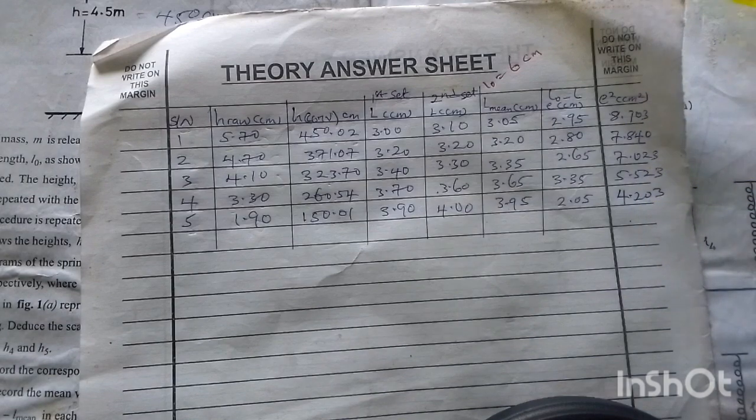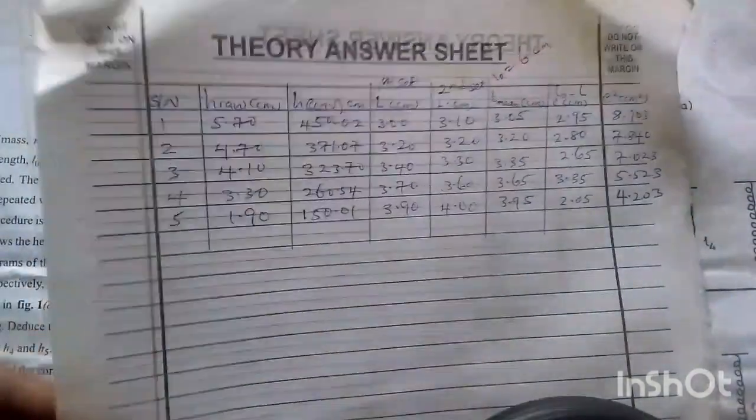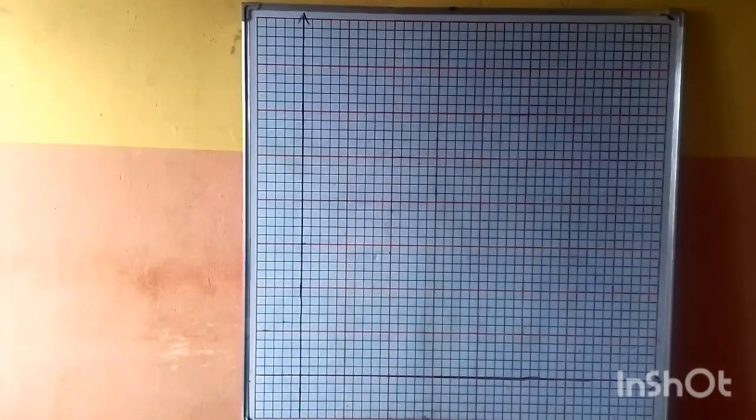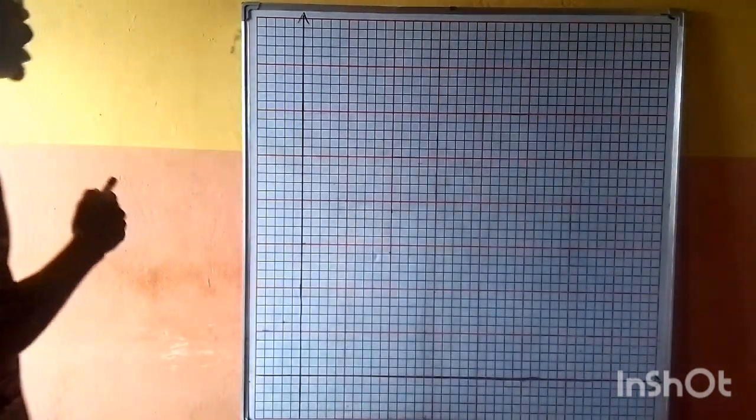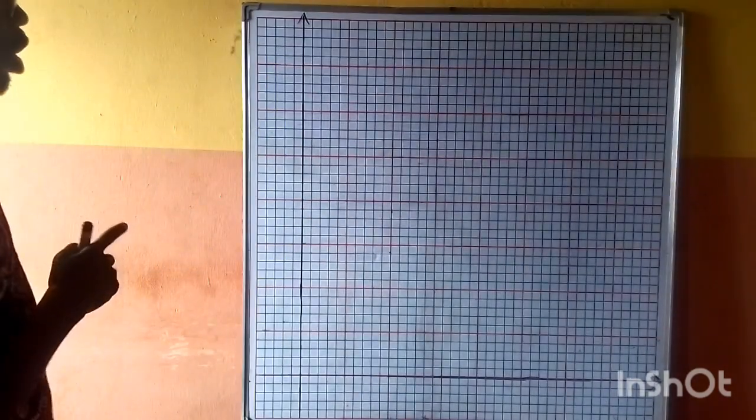Now, the next thing is to plot our graph. The whole thing says, plot a graph of h on the vertical axis against e squared on the horizontal axis. From there, we're going to determine the slope and do the necessary deductions. So let us plot the graphs. Okay, now we have the table before us, and the next thing is to plot. The question says, plot a graph of h against e squared.